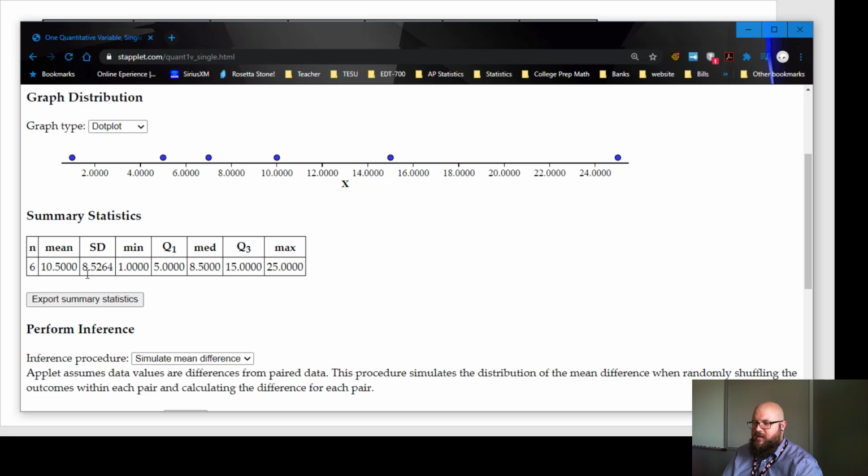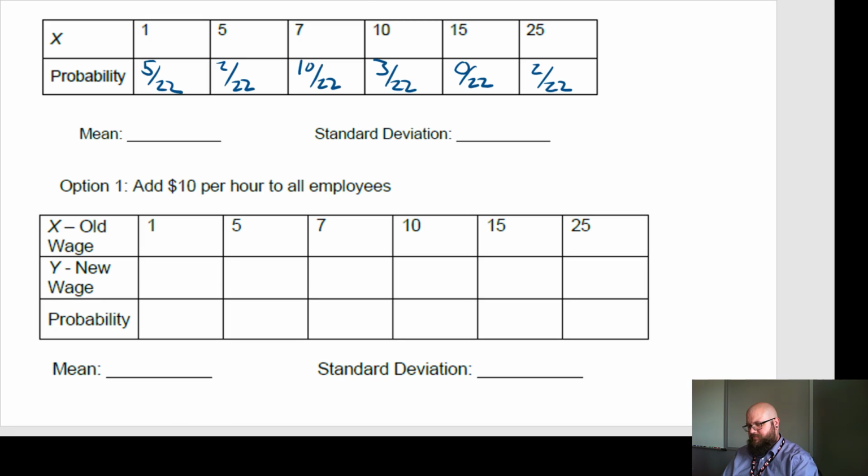Just click Begin Analysis, and right down here we can see our mean is 10.5, and our standard deviation is 8.5264, okay? So the mean was 10.5. When we have these values, what we want to see is what happens if we add $10 per hour to all employees. I want to see what's going to happen to our mean, our standard deviation, and our probability. We want to talk about that as well.